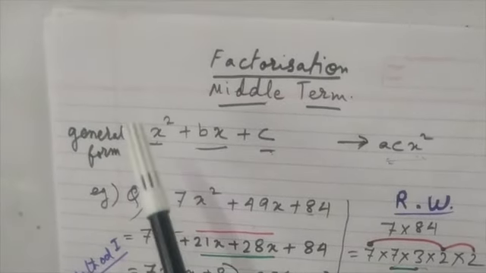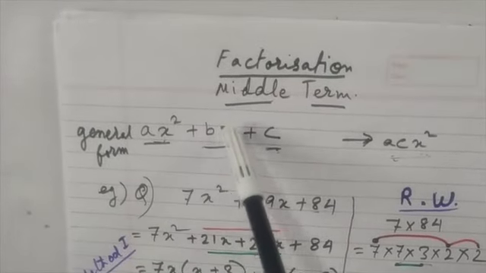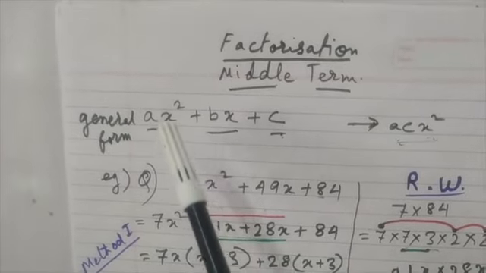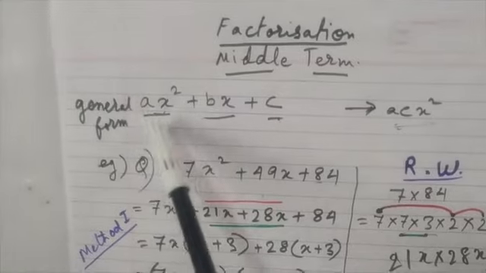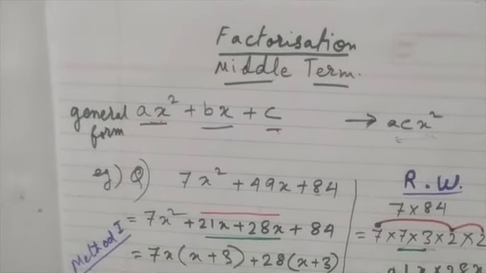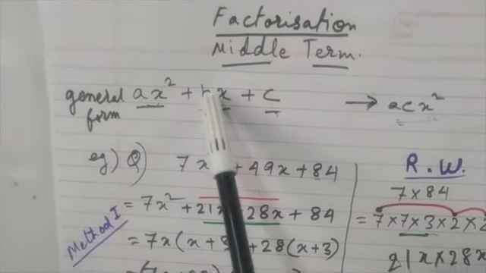As you can see, the general form of middle term factorization is ax square plus bx plus c. Because it's a quadratic polynomial, middle term factorization is done on this type of polynomial where the highest power is 2. Now ax square plus bx plus c, this is the middle term, the one containing x.